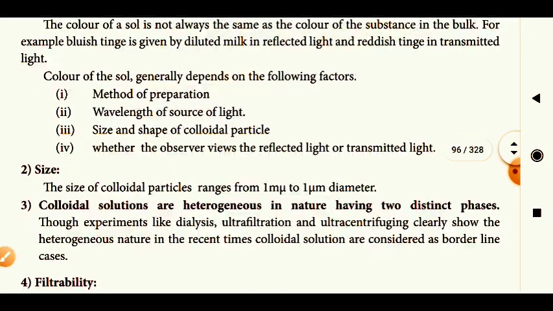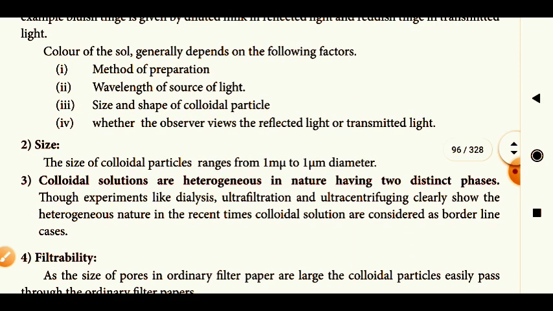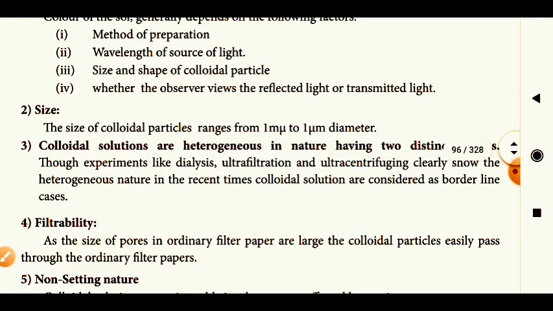Okay, next, what about the size? The size of the colloidal particles ranges from 1 millimicron to 1 micron. That is the diameter. So the range is from 1 millimicron to 1 micron.